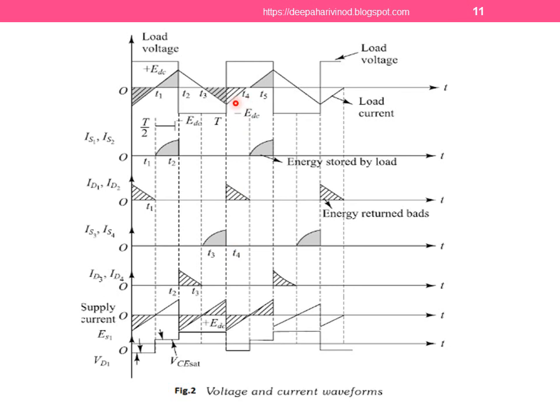Now coming to the last mode, that is from T4 to T5, or from here to here, that is T0 to T1. At T4, S3 and S4 are off. The load inductance tries to maintain the current in the same direction by inducing positive load voltage. This forward biases D2. The load stored energy is returned back to the input DC supply. Load voltage is equal to plus EDC, but the load current remains negative and decreases exponentially.